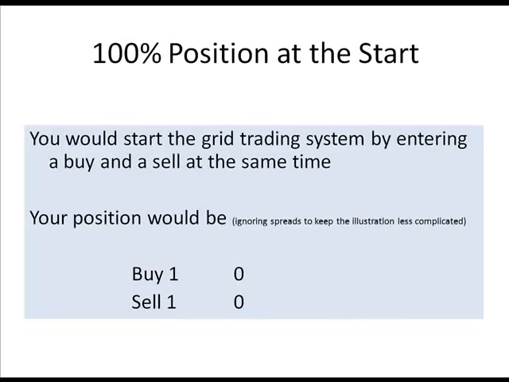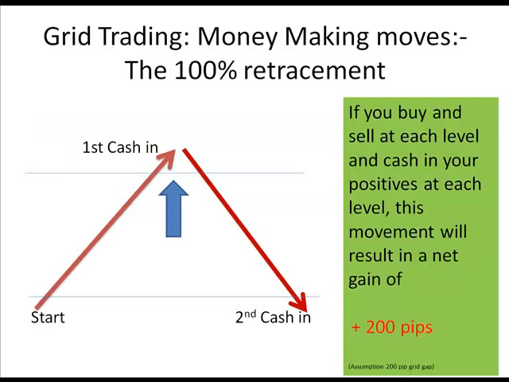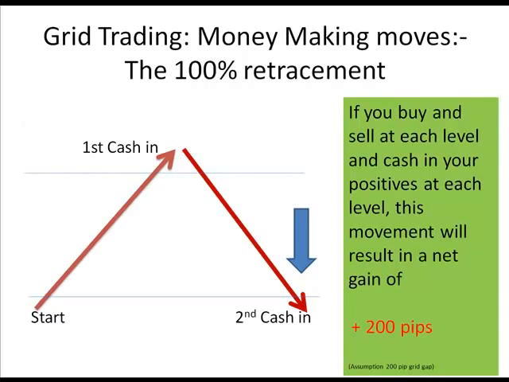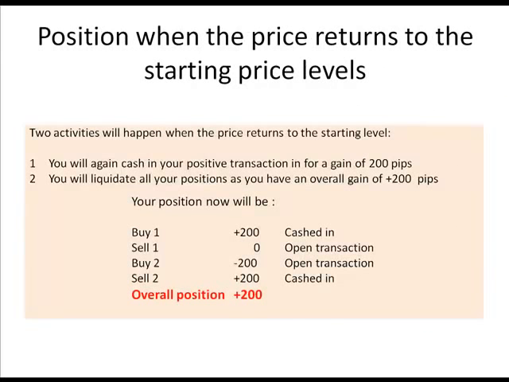In the beginning, you buy and sell, and that's a zero situation. The price then moves to your first level, and at that level you enter a new buy and a sell, so they are neutral. You cash in the first buy, and your sell will have then gone 200 pips negative. So you've got one open transaction of minus 200. You've cashed in one of the transactions and you then have 2 open transactions that have no result at that time.